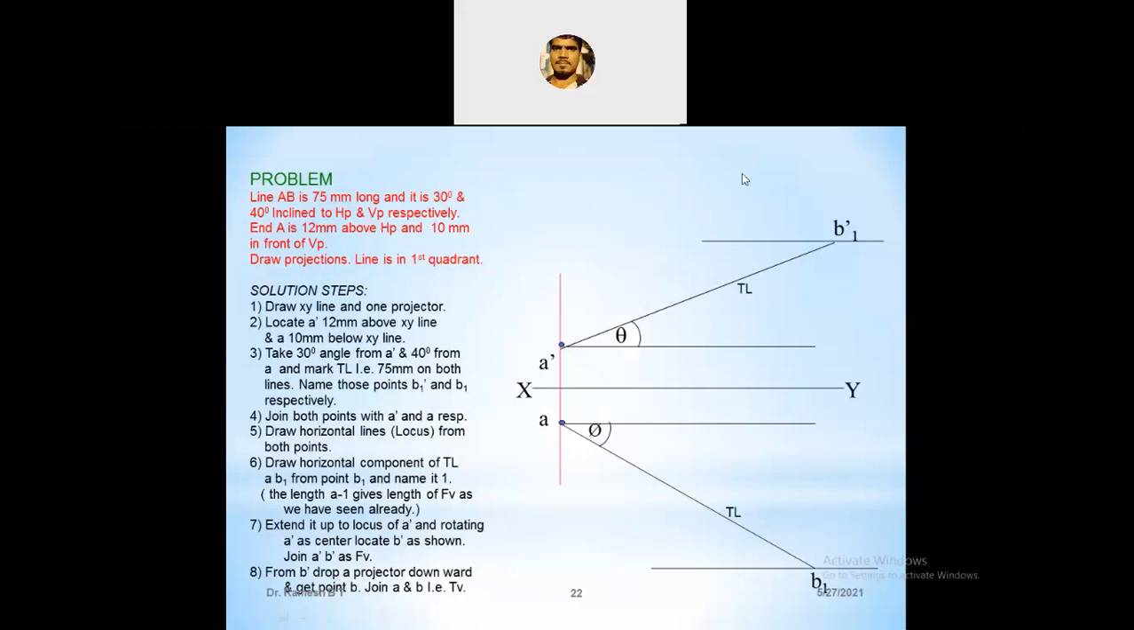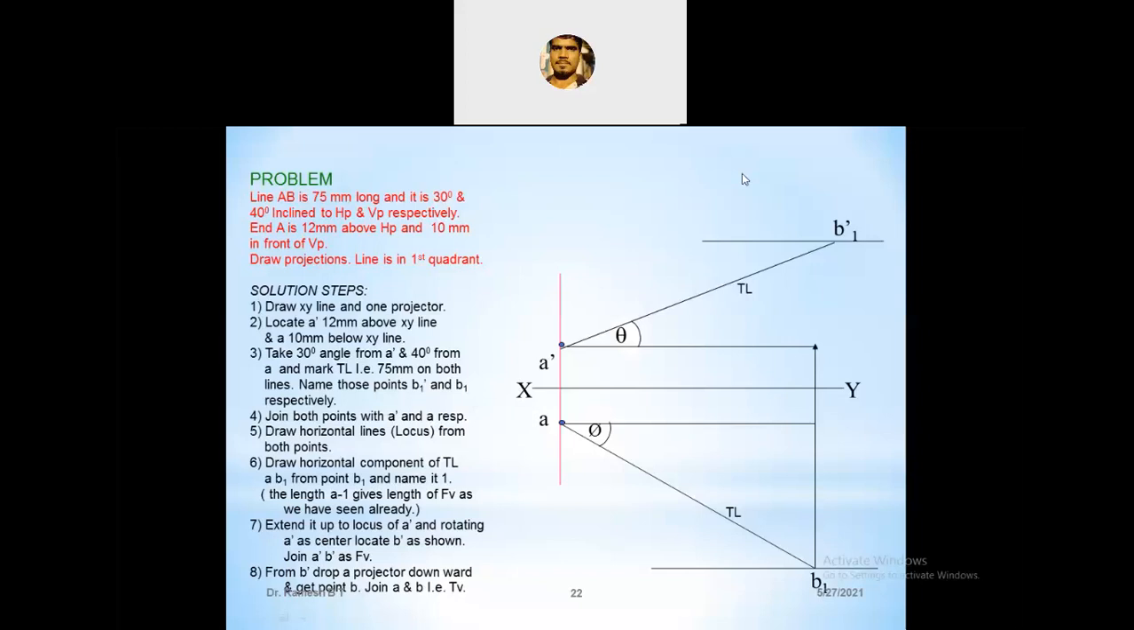By using these data, you have to draw the rest of the positions or the rest of the views. That is what true length and apparent length. Next, you can take any one, either the top view or the front view. Choice is yours. So I'm going to take the top view, and in the top view A and B1 is the true length.